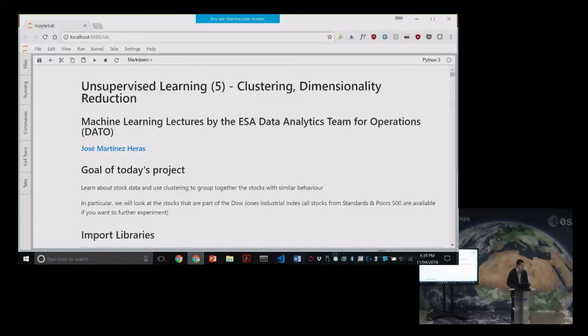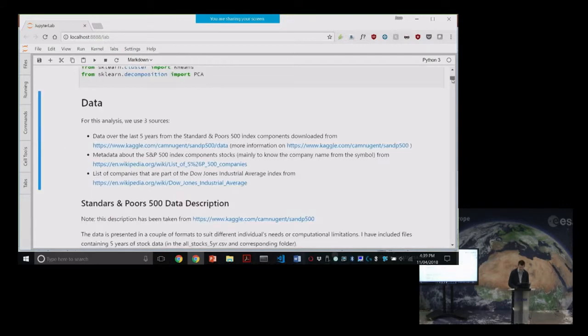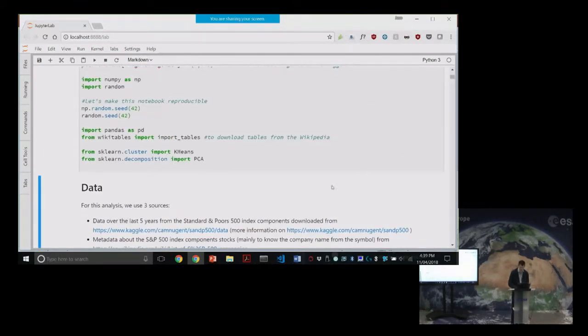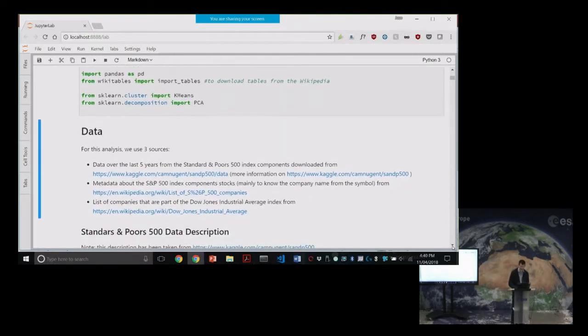So we'll start the session on what you can do with the Dow Jones data. If you want to get this data, it is available on this website. Someone put the 5 years of Standard & Poor's data on the Kaggle platform. We will also access Wikipedia, because the data that we have doesn't contain any metadata, and to know which are the Dow Jones stocks.